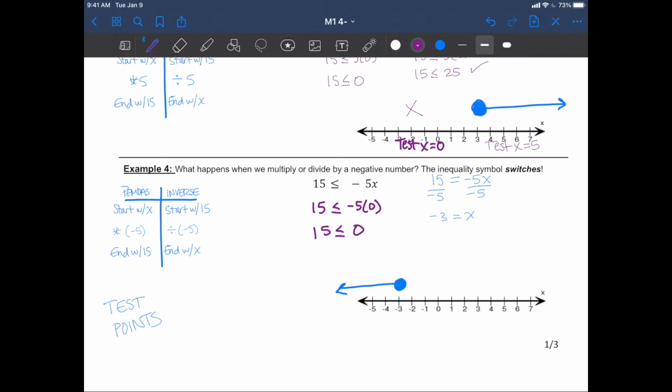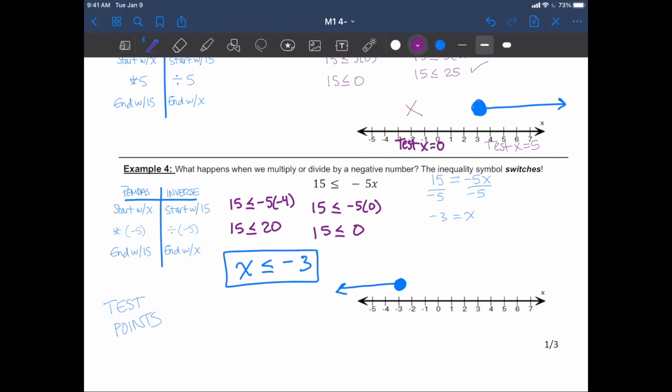Let's see, running out of space here. Let's do this. 15 is less than or equal to, I'm going to test -4 this time. -5 times -4. Let's see, that's +20. 15 is less than or equal to 20. Yep, that's true. So I'm glad that I shaded to the left because that is my solution. But I have to write the solution algebraically. So this means that x is less than or equal to -3.